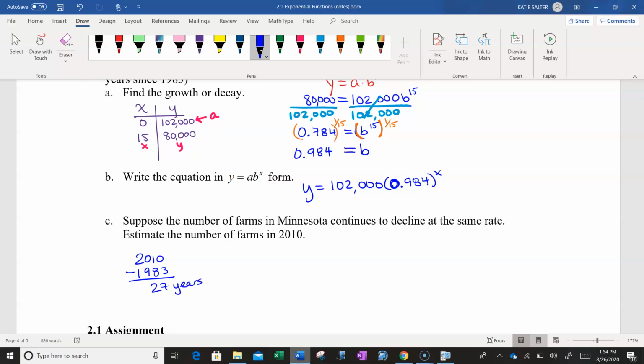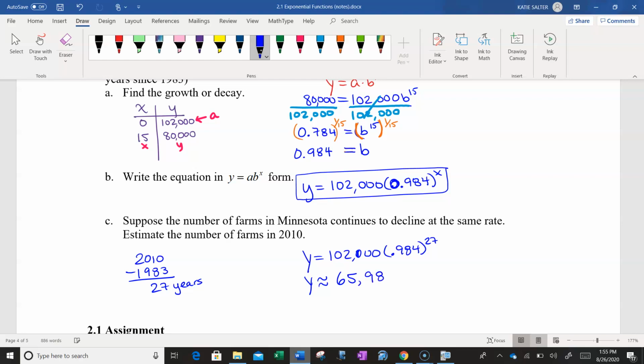Then using our formula that we just came up with, this function right here, we're now going to substitute that 27 in for x. So y equals 102,000 times 0.984 raised to the 27. And you can just pop that right in your calculator. And if you do, you should get that that is approximately 65,988 farms. Notice in this case I do round to a whole number because we're not going to have part of a farm. And that's our final answer. And in class tomorrow, we will work on the practice.